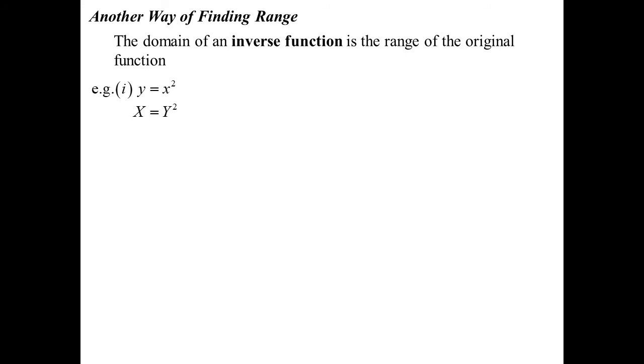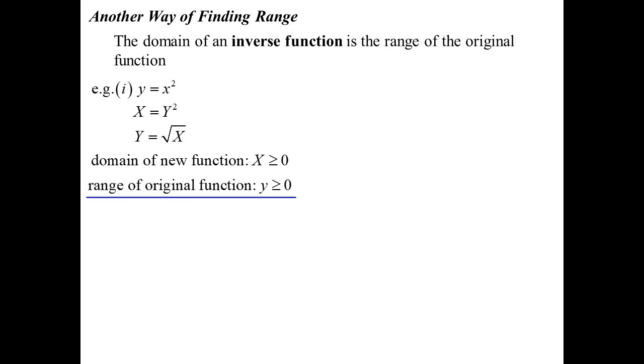So if I swap the x and y around, capital X equals capital Y squared. So I get capital Y equals the square root of x. Now, if I was to ask myself, what's the domain of that, I'd say, oh, well, whatever's under the square root sign has to be greater than or equal to 0. That's the domain of the new function. Therefore, the range of the original function must have been y is greater than or equal to 0. So that's just an alternative way.